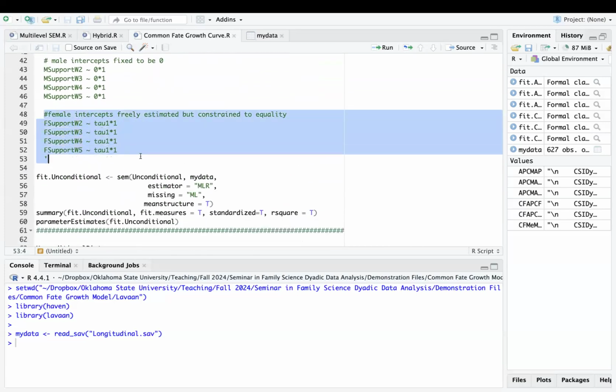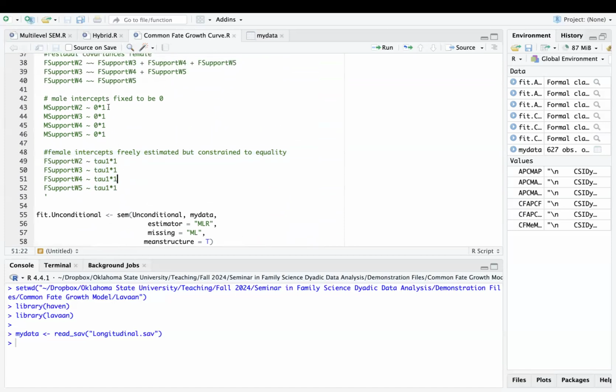For females, we are estimating the intercept, but constraining it to be equal. In lavaan, you can put a specific value before the asterisk, or a parameter label. If I put 8, it will fix the parameter to 8. But if you use string labels, I'm using tau because that is a common notation for intercepts, then each parameter with tau 1 in front of it is going to be constrained to be equal. If I did tau 1, tau 2, tau 3, and tau 4, nothing is constrained to equality, I'm just giving the parameters labels. But with tau 1 across all 4 waves, that constrains the intercepts to be equal over time.